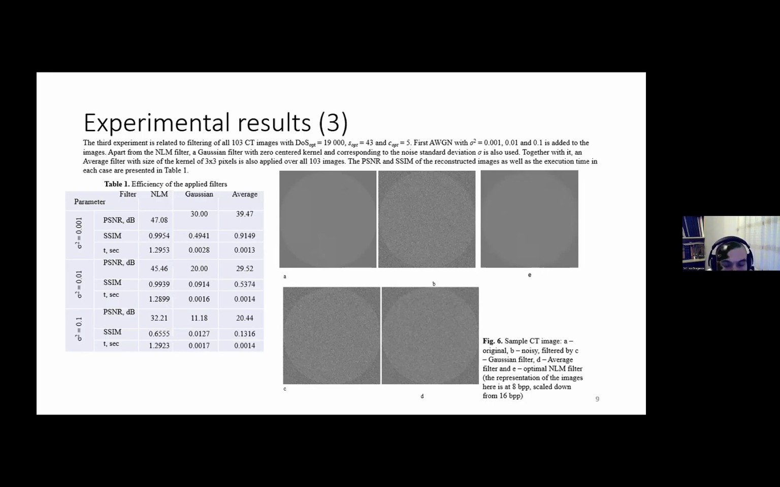On figure 6, we can see a sample image, the original in A. B is the noisy image at 0.01. C is the result from the Gaussian filter. And on D, we see the result from the average filter. The optimal NLM filter is in the upper right corner in E. As the figure clearly shows, we have quite a significant degree of smoothing, removing most of the grainy structure of the overall content. It's worth noting that these images are downscaled to 8 bits per pixel, since we cannot see 16 bits per pixel on the screen, but nevertheless, they are quite indicative.